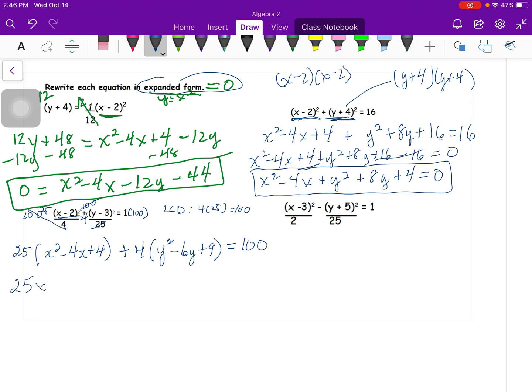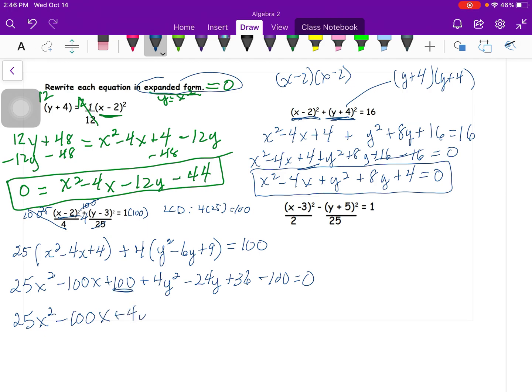So this is 25x squared minus 100x plus 100 plus 4y squared minus 24y plus 36. And since it's expanded form, I'm going to subtract the 100, so I get my 0. So I have 25x squared minus 100x plus 4y squared minus 24y. So this 100 minus 100 would be gone, and I'm left with the plus 36 equals 0.